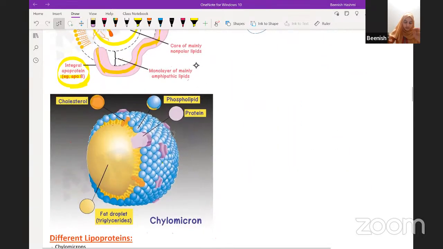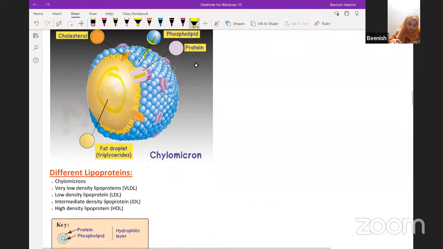This is another view, a diagram of a chylomicron. You can see these are your integral proteins. Then you have phospholipids here and cholesterol in the second layer, and this is the core, which consists of triglycerides and your cholesterol esters.